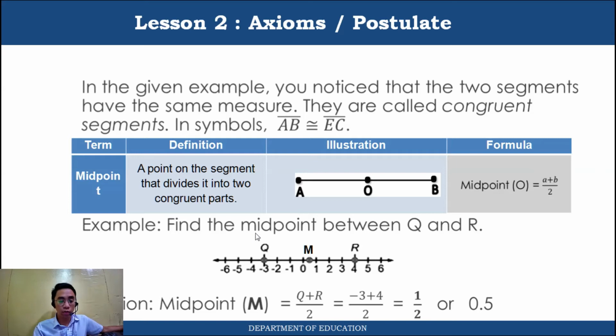So, makikita nyo dito, find the midpoint between Q and R. So, Q, negative 3 plus positive 4 is equal to positive 1 divided by 2. So, midpoint natin na M ay nasa 0.5. 1 divided by 2 is 0.5. So, nasa gitna ng 0 and 1. Kahit sukatin natin yan, yun yung magiging sagot.